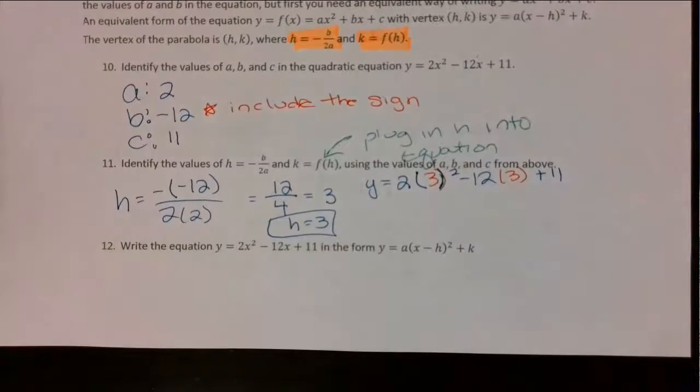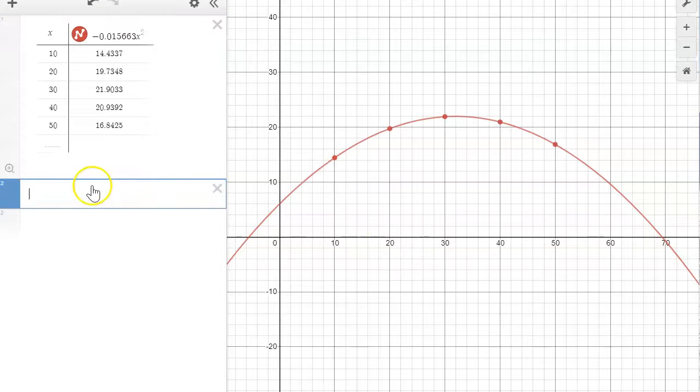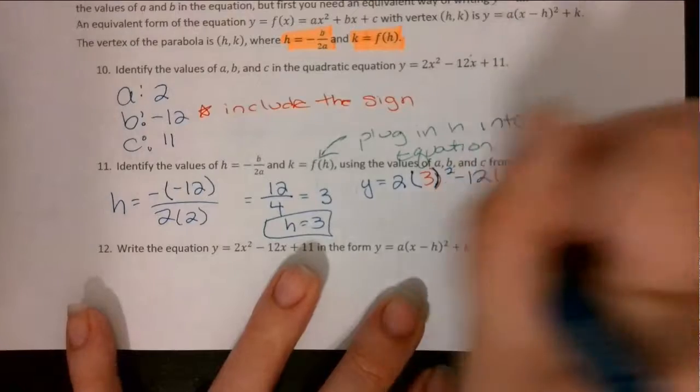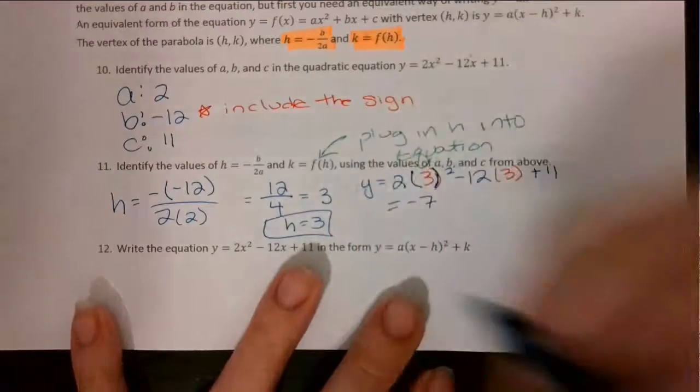Okay. So I could type this in my calculator, or I can actually type this equation into Desmos. So I'm going to go to Desmos right now. And I just type what I see. So I have 2 times, oops, not 30, 3 squared minus 12 times 3 plus 11. And notice right here, it gives me my answer. It's negative 7. So let's go back to my paper. And this is the value of k.